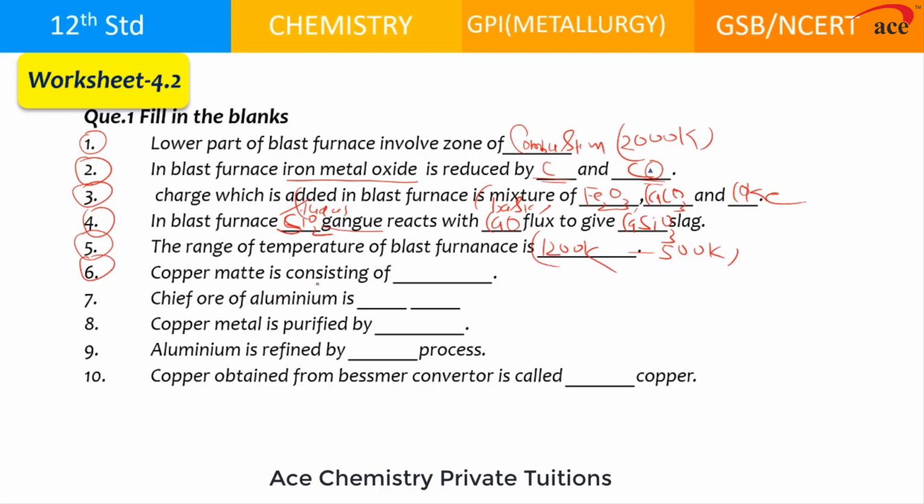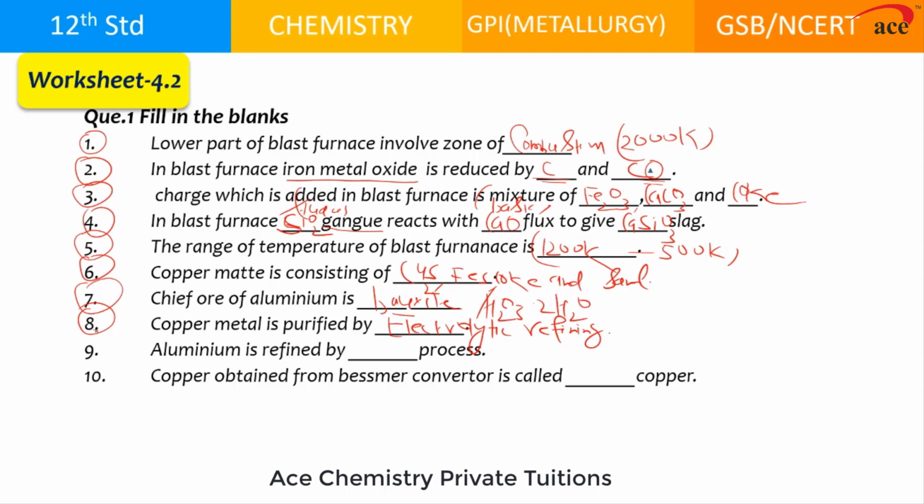Copper matte consists of copper(I) sulfide and FeS, along with coke and sand. The chief ore of aluminium is bauxite, and the formula of bauxite is Al2O3.2H2O. Copper metal is purified by the method of electrolytic refining.